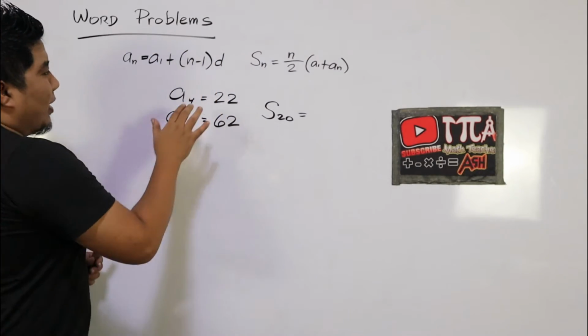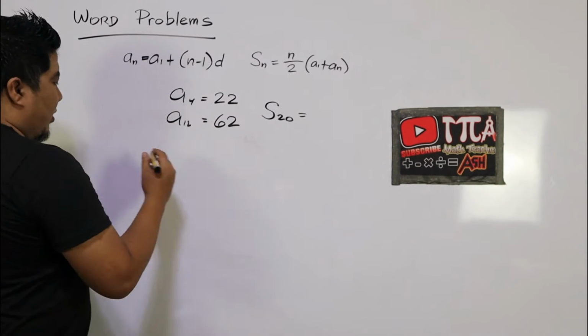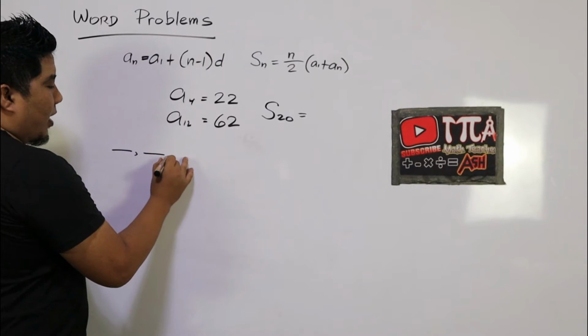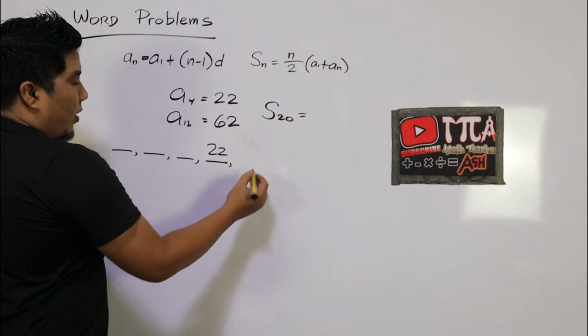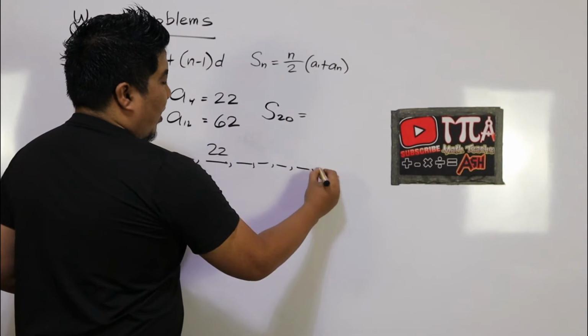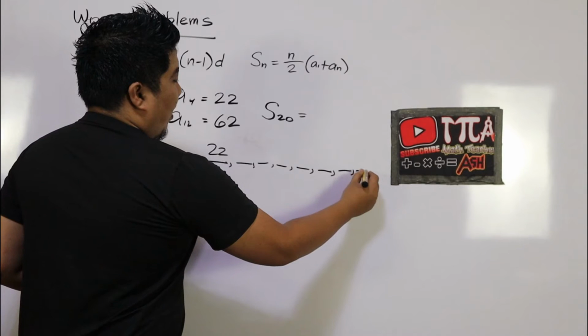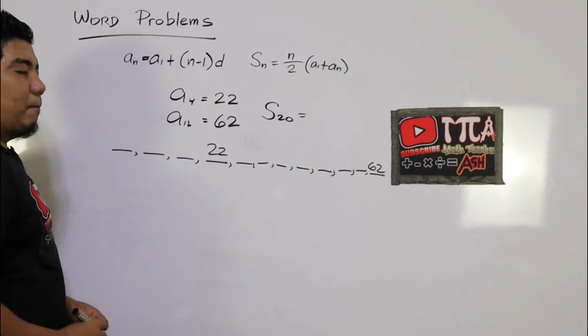Since this is the 4th term and this is the 12th term, you can change this such that we have first, second, third, fourth. So that is 22. Then we have 5th, 6th, 7th, 8th, 9th, 10th, 11th, 12th. And our 12th is 62, right?